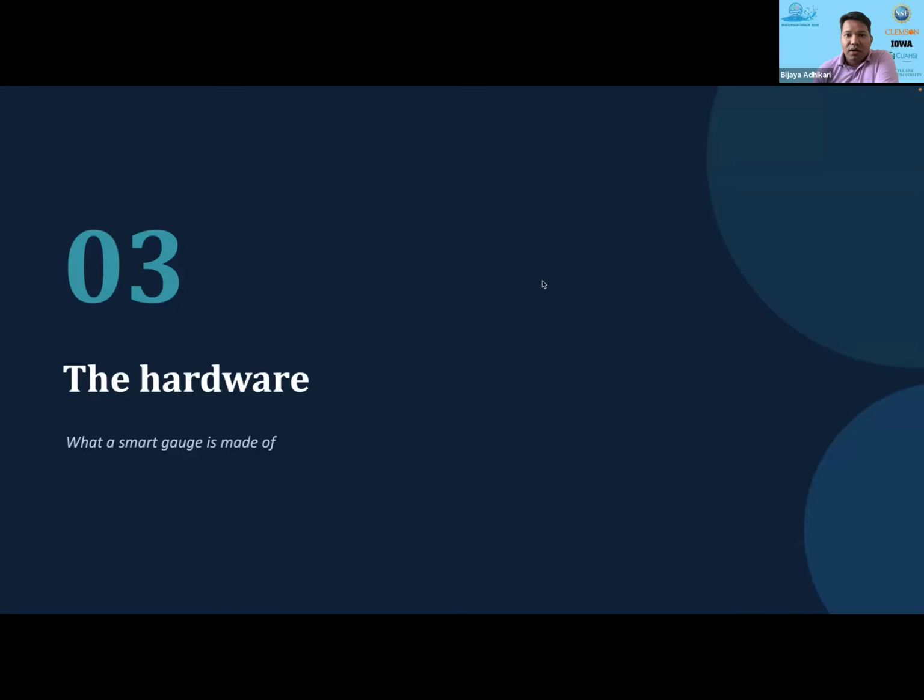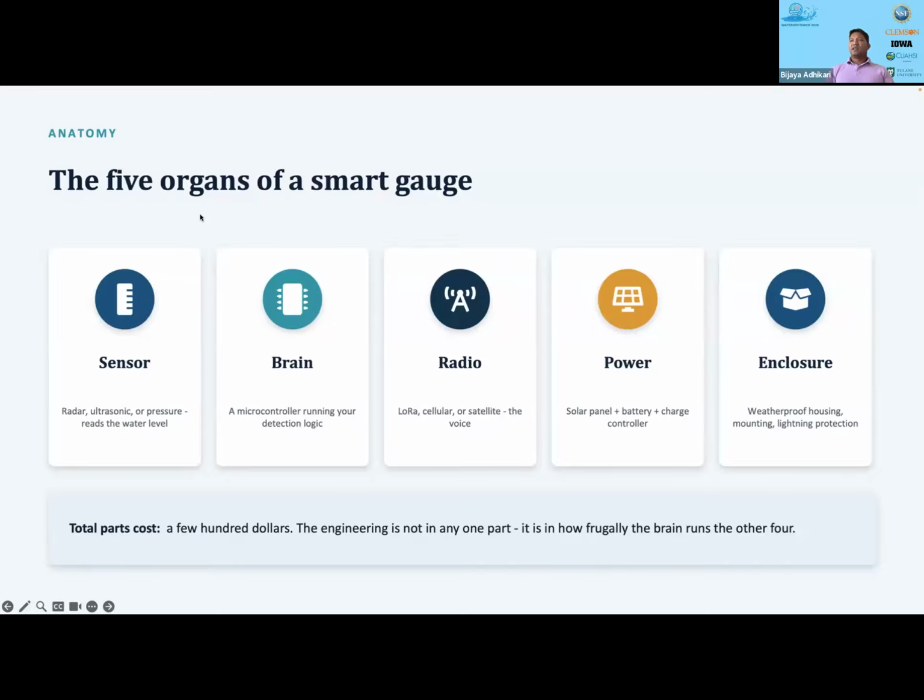Okay, all right, so let's continue. Now we know what edge computing is and what the advantages are. Let's see what actually does the edge computing. Let's look at the hardware. There are five critical things on a smart gauge, or the hydrology edge device. One is the sensor. It could be a radar based sensor, an ultrasonic sensor, or a pressure gauge. These are things that measure something specific of the real world.